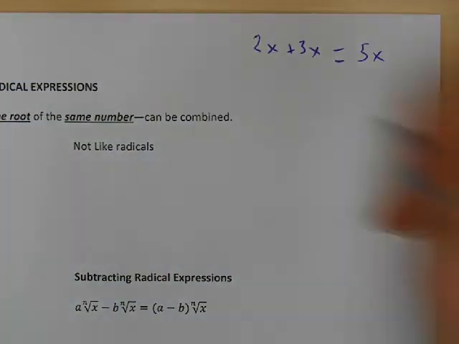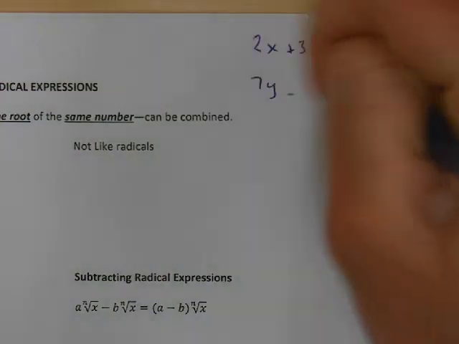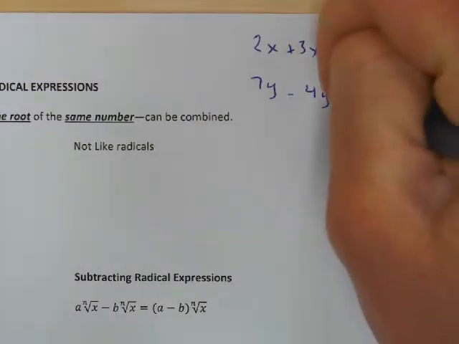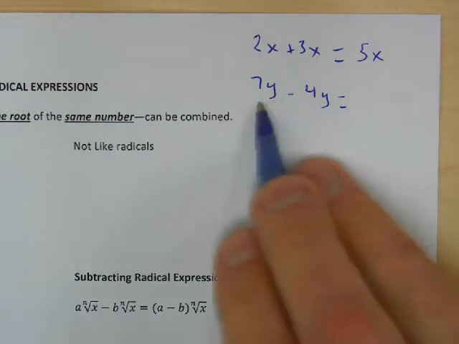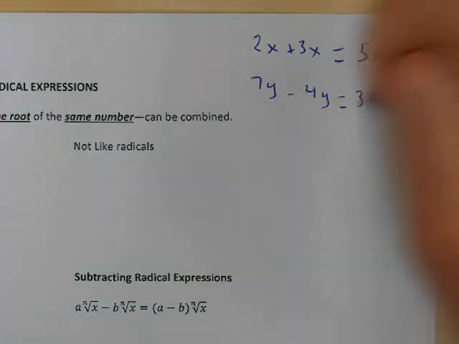All right, next, how about 7y minus 4y? Well, same thing with subtraction. As long as these things are the same, I can subtract these numbers. 7 minus 4, I get 3 of that thing. So that would be 3y.